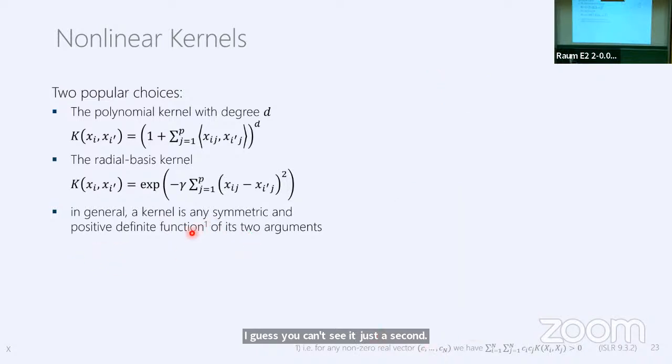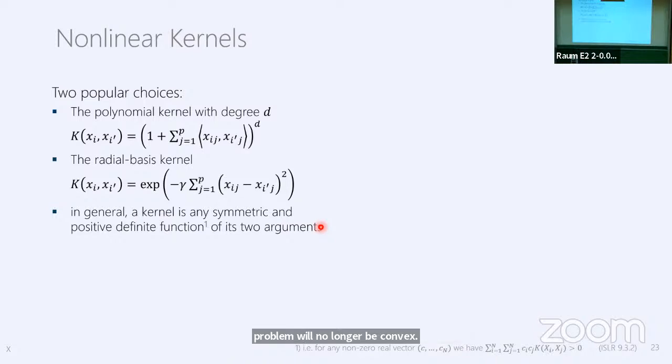Right, so positive definite means that if I multiply my kernel for any two inputs, xi and xj, with any non-zero vector of coefficients, ci, cj, whenever I plug in any of these numbers, it's always positive. This is necessary to ensure that when we plug a kernel into the optimization problem, it stays convex. If the kernel doesn't satisfy positive definiteness, then the problem will no longer be convex.